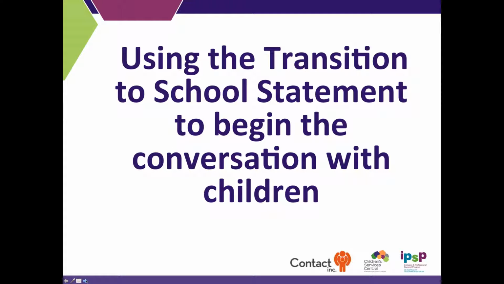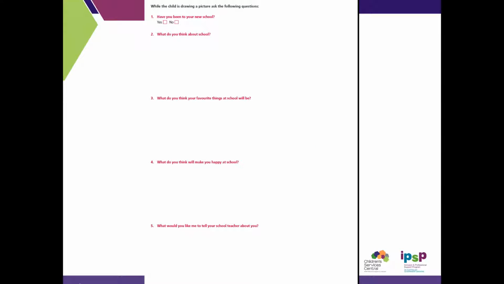Welcome back. The next thing we're going to do is look at the school's transition statement, and this is to begin the conversation with children in regards to their school's transition. Let's have a look at it. The school's transition statement asks us to request the child to draw a picture and ask the following questions. Have you been to your new school? What do you think about school? What do you think your favourite things at school will be? What do you think will make you happy at school? And what would you like me to tell your school teacher about you?